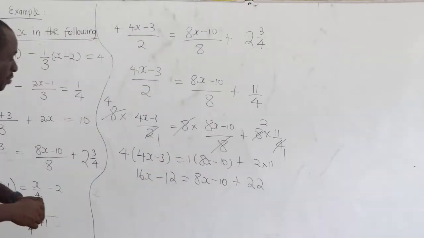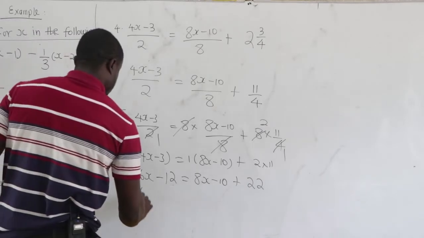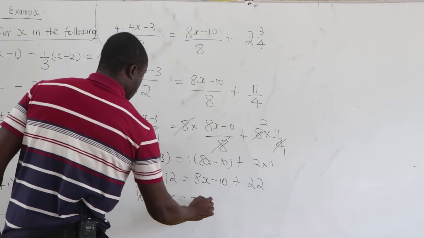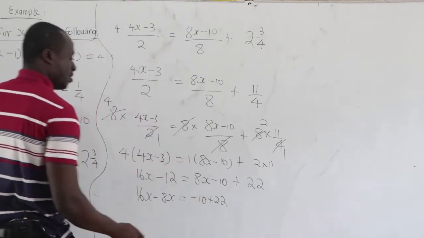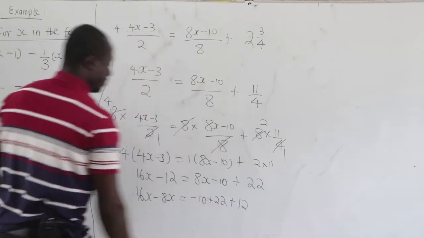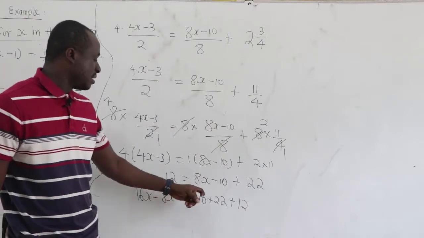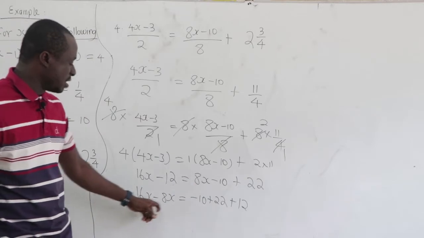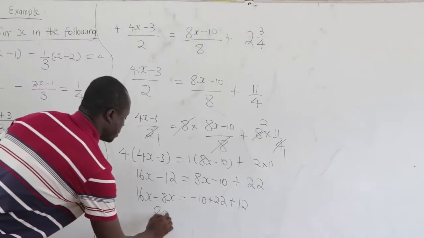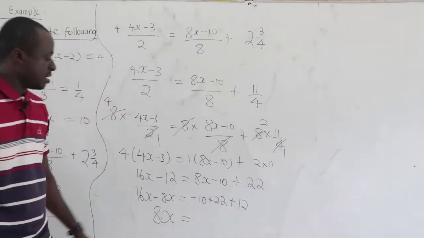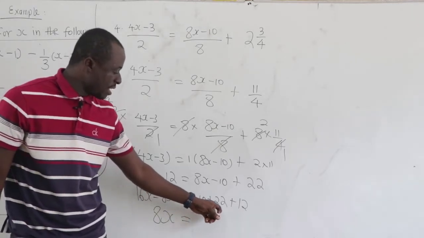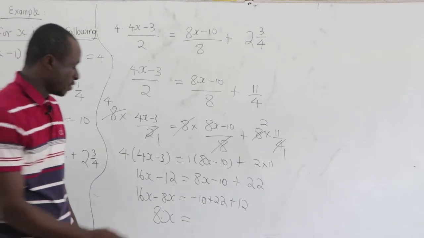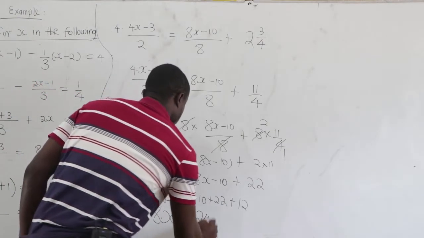From here, what do we do? We group like terms. So we have 16x minus 8x equal to negative 10 plus 22. This negative crossing becomes positive. Now, let's see. Clearly, we can see that this positive crossing becomes negative. What is 16x minus 8x? This is just positive 8x. Now, negative 10 plus 22, that is 12. 12 plus 12, this is just 24.